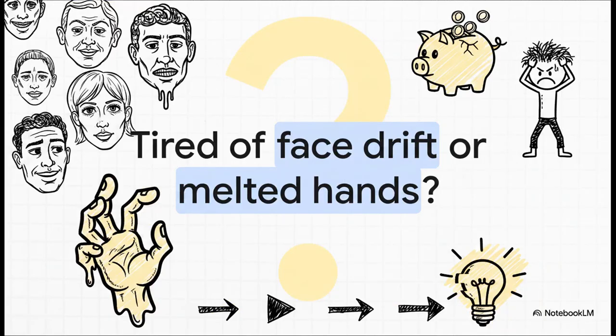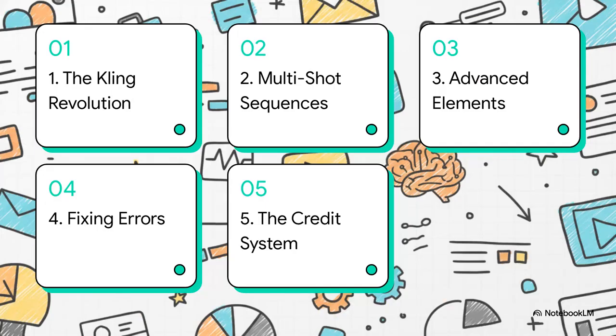Are you completely tired of your AI characters changing faces in every single clip? Or maybe you're just incredibly frustrated by watching your expensive monthly credits vanish on generations with melted fingers. Or, surprise, extra limbs. Trust me, you are not alone. It's maddening. But today, we're going to fix those exact frustrations with direct, actionable, professional-grade solutions. Here is our roadmap for the day. We'll be hitting the Kling revolution, multi-shot sequences, advanced elements, fixing errors, and wrapping up with navigating the credit system.